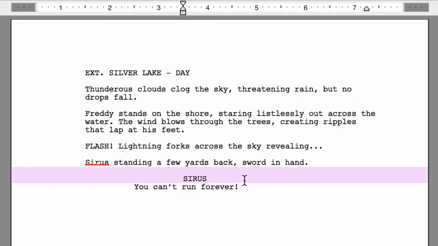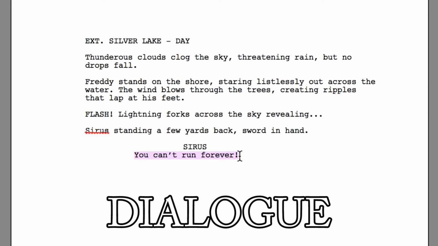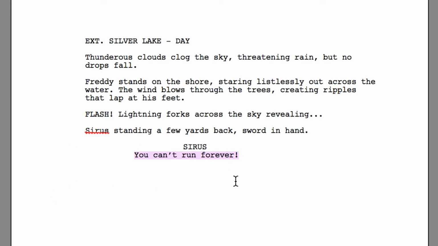So the next 2 elements of formatting kind of go together, and they have to do with dialogue. The first element is called character, and that's just where you write the character's name. The character formatting is always in all caps, and it's always centered in the middle of your document. The next element is the dialogue. So you have the character who is saying the dialogue, and then you have what they're saying.